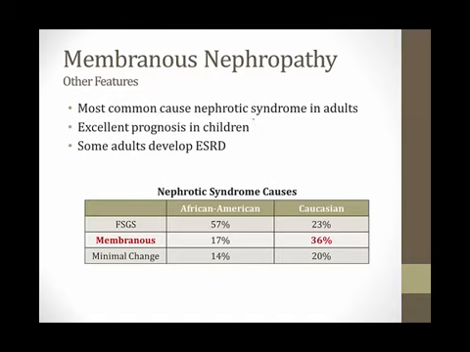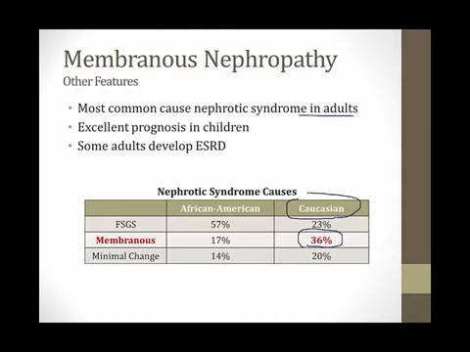Membranous nephropathy is the most common cause of nephrotic syndrome in adults. Shown on the screen is a table I showed earlier indicating the causes of membranous nephropathy in African Americans and Caucasians. Among Caucasians, membranous nephropathy is the most common cause of the nephrotic syndrome, and therefore it's also the most common cause overall among adults.